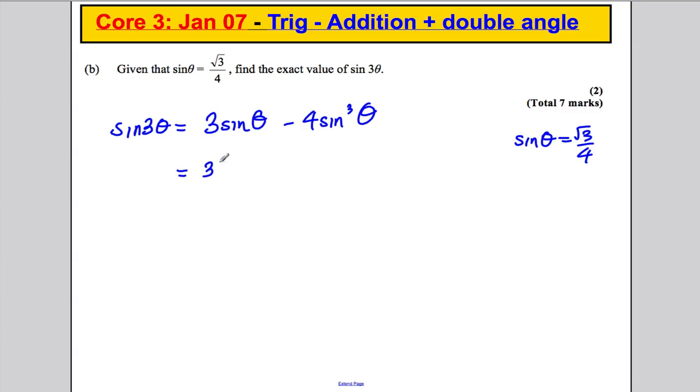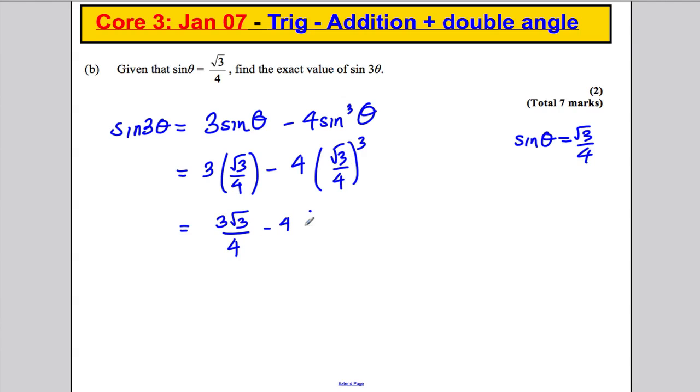Substituting in, we would get 3 multiplied by root 3 over 4. We would get subtract 4 multiplied by root 3 over 4 cubed. Well, this first one is simply 3 root 3 over 4. This one here, I'm going to leave the 4 there. Root 3 times root 3 times root 3 is actually 3 root 3. And 4 times 4 times 4, I'm just going to currently write as that. Now, one of these 4's would cancel, and that would be 16 on the bottom. So really what we're dealing with is 3 root 3 over 4 subtract 3 root 3 over 16.